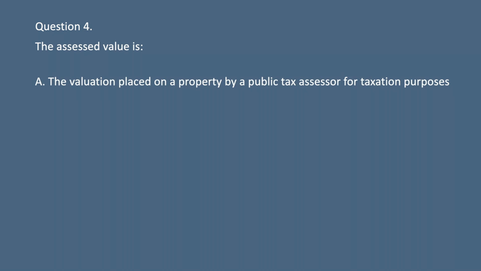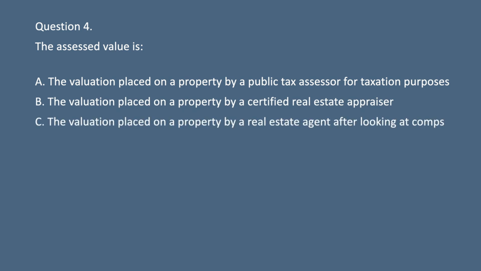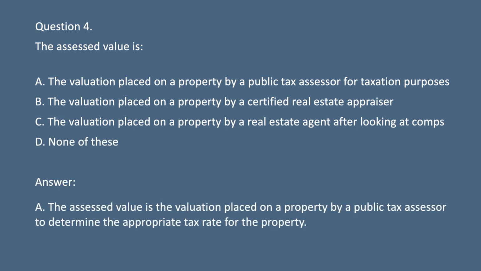Question 4. The assessed value is A. The valuation placed on a property by a public tax assessor for taxation purposes. B. The valuation placed on a property by a certified real estate appraiser. C. The valuation placed on a property by a real estate agent after looking at comps. D. None of these. Answer. A. The assessed value is the valuation placed on a property by a public tax assessor to determine the appropriate tax rate for the property.